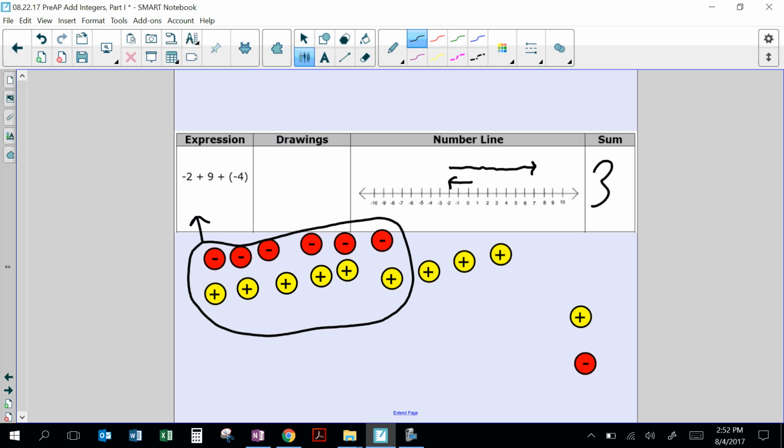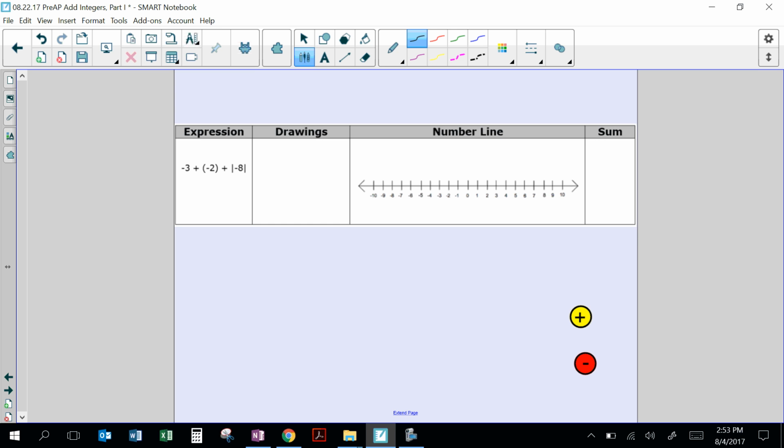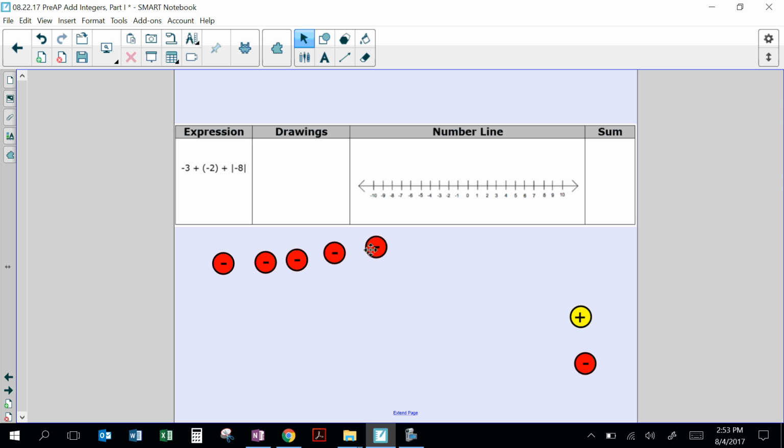Then the third integer is negative 4. That's 4 units to the left. 1, 2, 3, 4, and eventually I stopped at 3. So our next example is negative 3. I'll use my algebra tiles. I'm going to add two more negatives to this. 1, 2. Then the third example is a little more tougher.